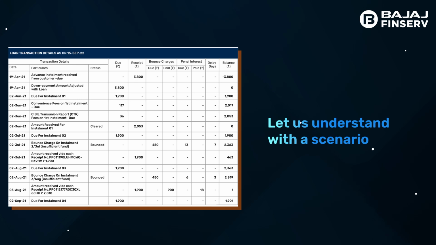Basis delay days, the penal interest is calculated on daily basis. In this scenario, Rs 13 is levied against a delay in payment by 7 days. Hence, the balance in this scenario is Rs 1900 plus Rs 450 plus Rs 13, which brings the total amount to 2363 rupees.